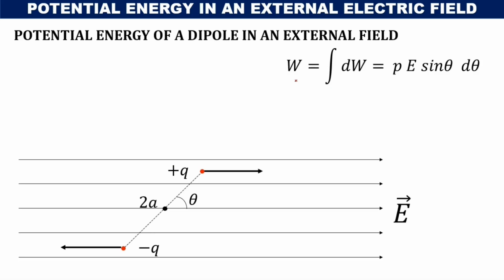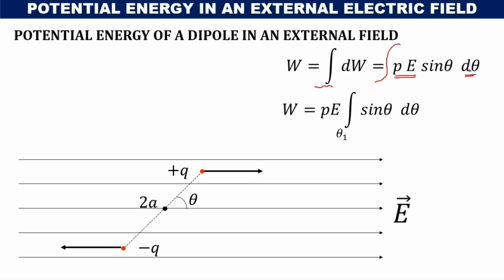Total work done in rotating the dipole through an angle theta is represented as integration of dW, where dW is equal to integration of pE sin theta d theta. Here p and E are constants which are independent of the angle of rotation. Therefore we take them outside the integration sign. Hence W is equal to pE into integration of sin theta d theta.